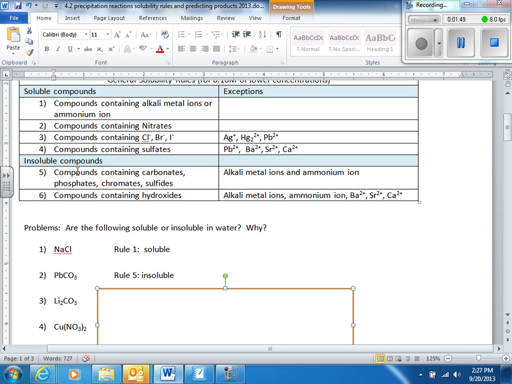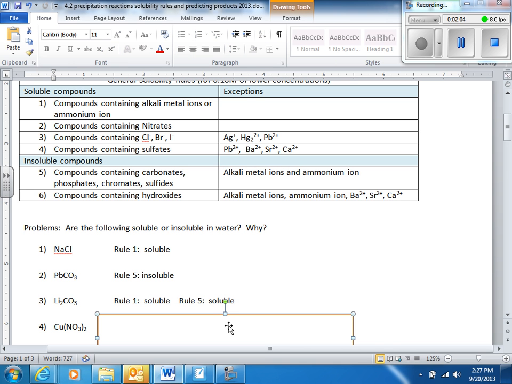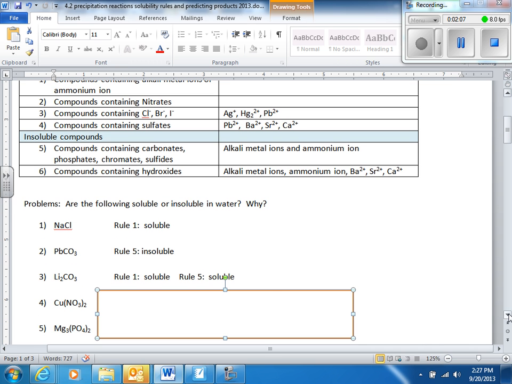Lithium carbonate. Lithium is an alkali metal. Therefore, this thing is soluble. And carbonates are insoluble except with alkali metal ions. So that also would say it was soluble. So both rules agree, and they both say that this compound is soluble.